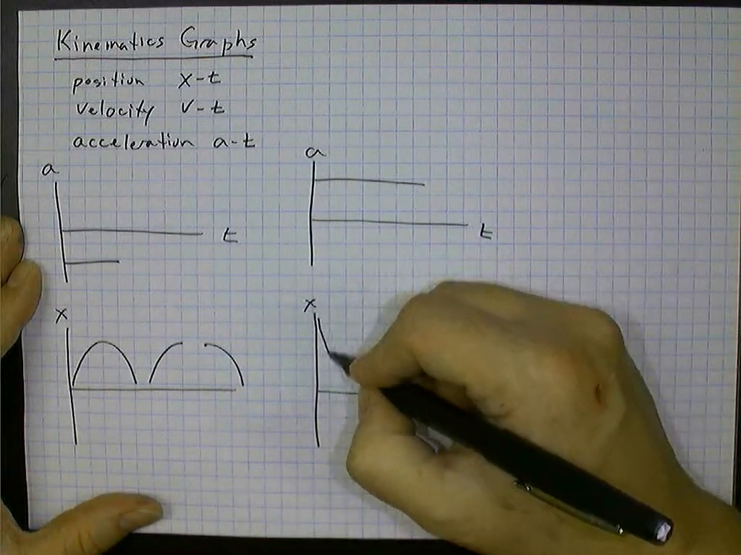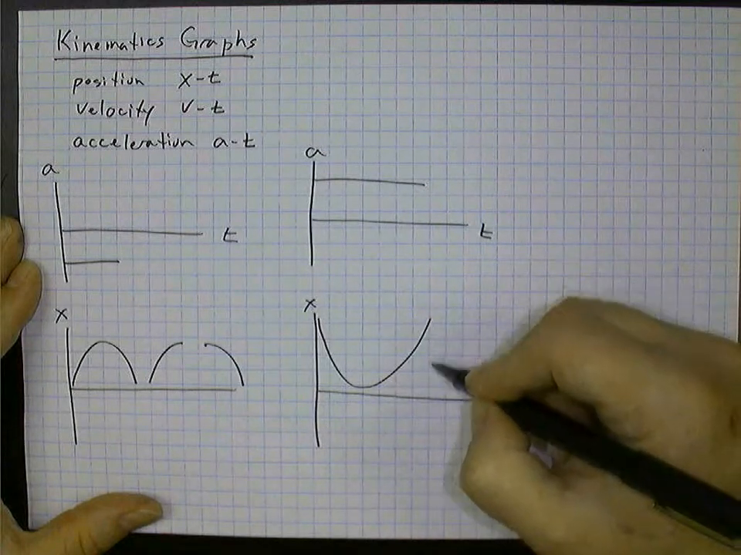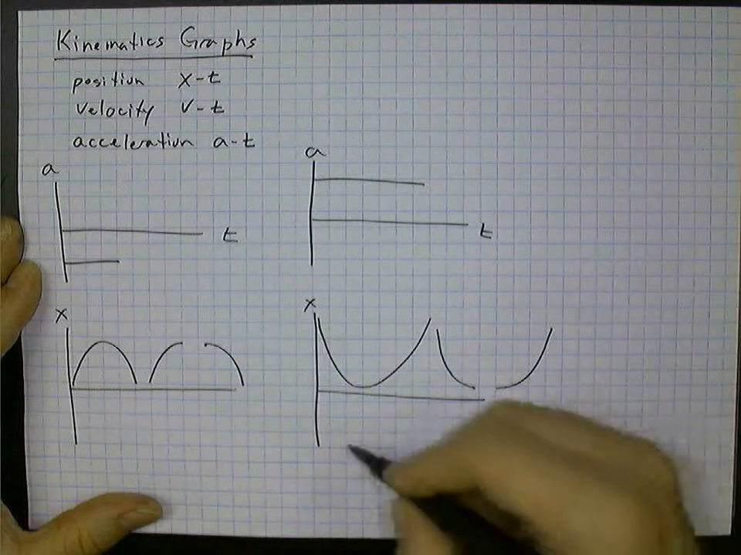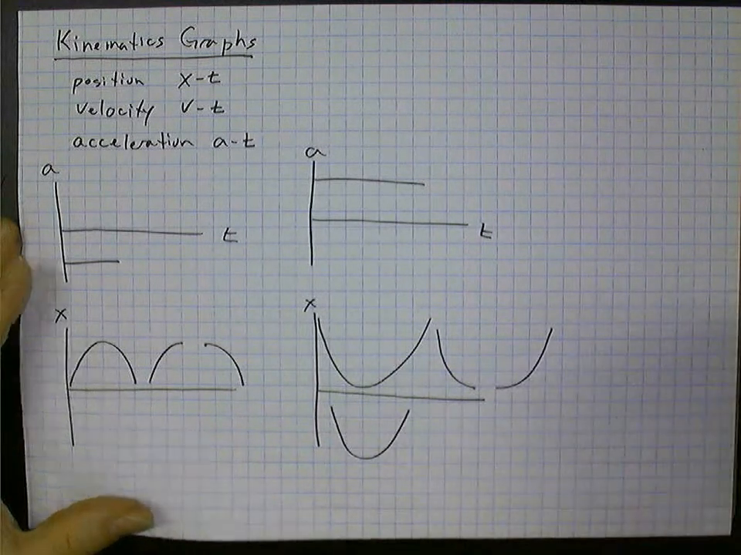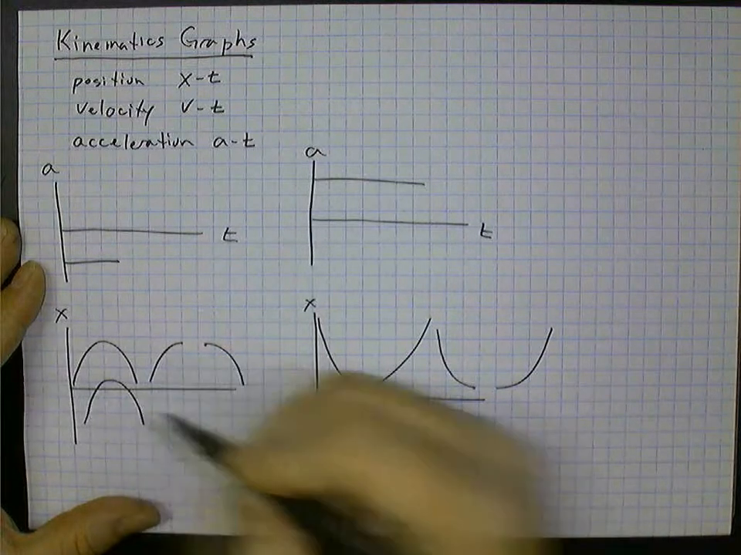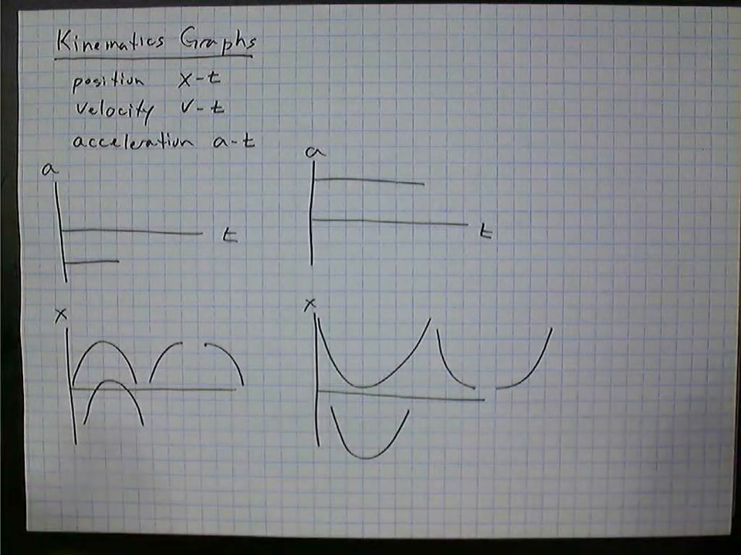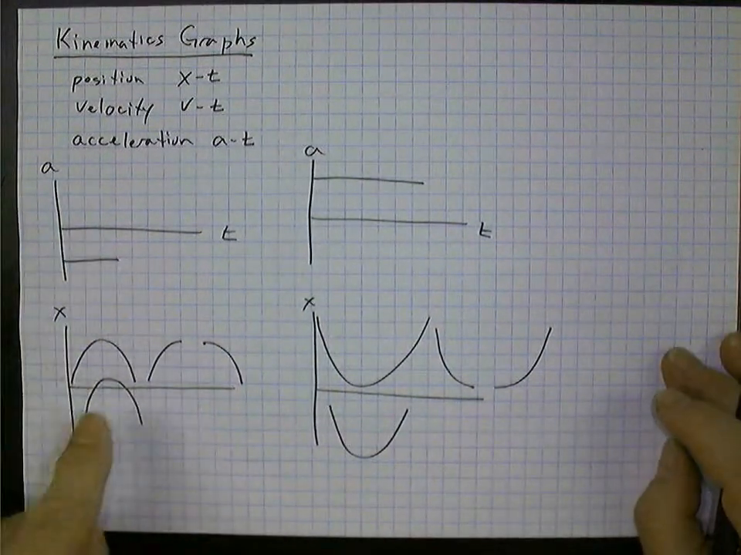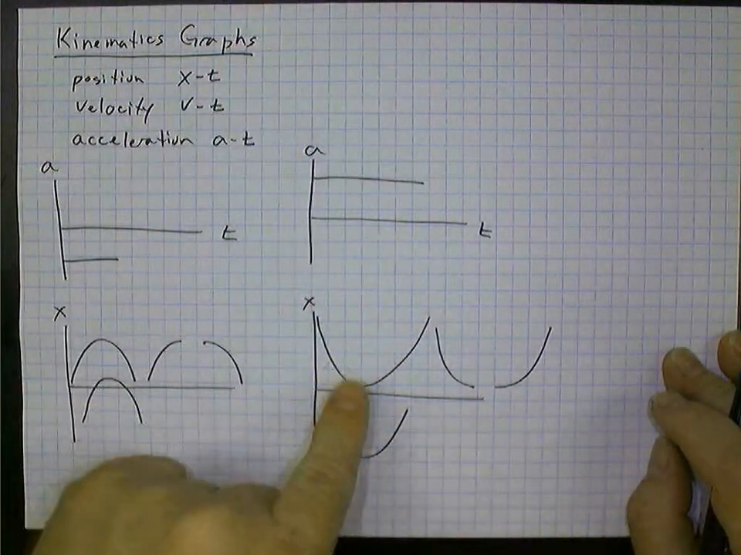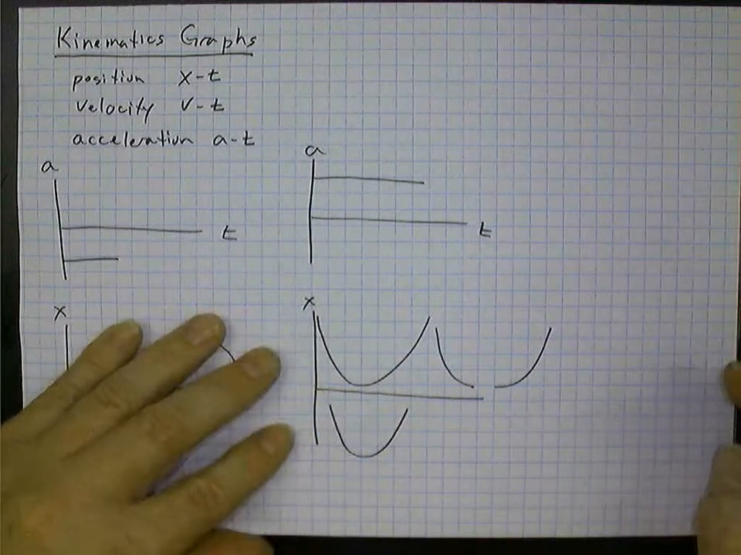It could be concave up a full parabola, could be concave up with just the left half or just the right half. It could be down here, right? I mean, it doesn't really matter where the parabola is. Same thing over here, right? This parabola could be here, perhaps. The point is, negative acceleration, concave down parabola, positive acceleration, concave up parabola for the position graph.